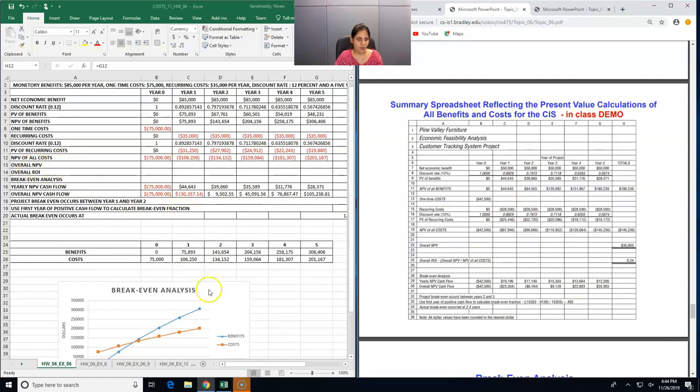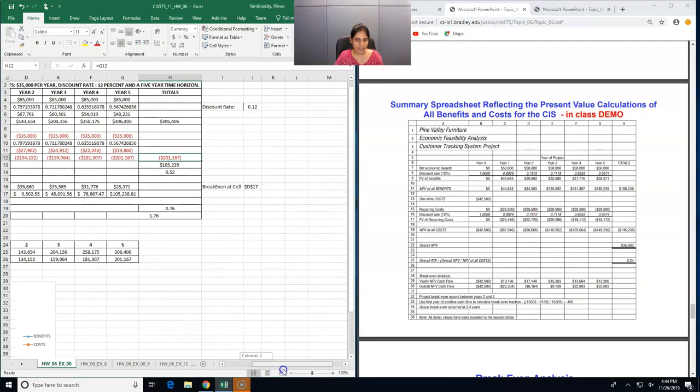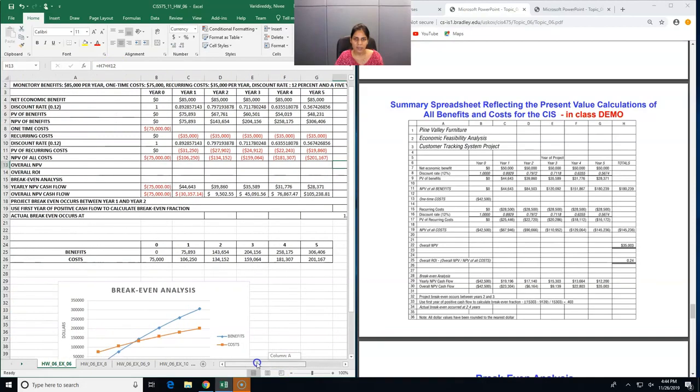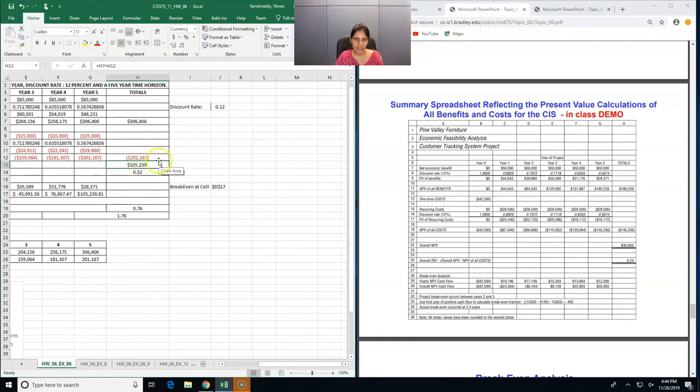So now we need to calculate the overall NPV, and the formula to calculate this overall NPV is the sum of the NPV of costs and NPV of benefits. So this is H7 plus H12. H7 is the sum of NPV of all benefits, and H12 is the sum of NPV of all costs. So the sum of both these values, H7 plus H12, gives the overall NPV, which is the NPV of benefits minus NPV of costs. Since the cost is a negative value, you just take the sum of these two values to get the overall NPV.